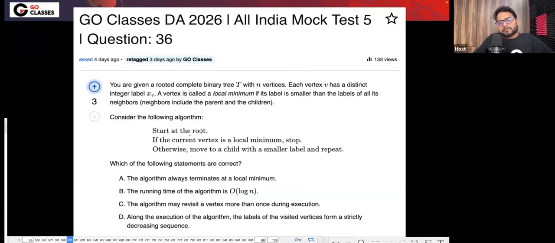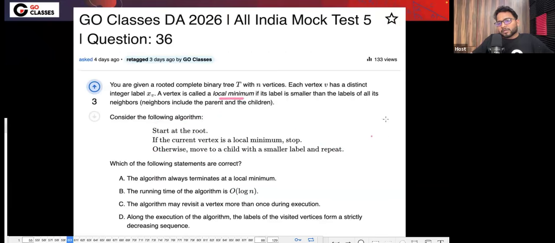Now let's solve this question. Here they are defining something called local minimum. They are saying that a vertex is called local minimum if its label is smaller than the labels of all its neighbors. Okay. Neighbors including the parent and children. Now they are saying that this is some algorithm to find out the local minimum.